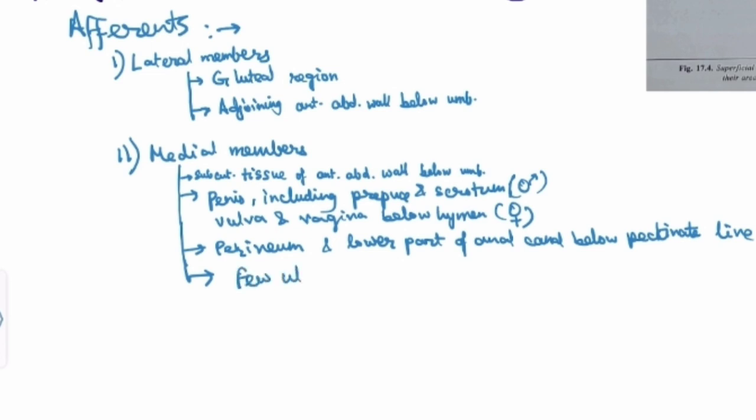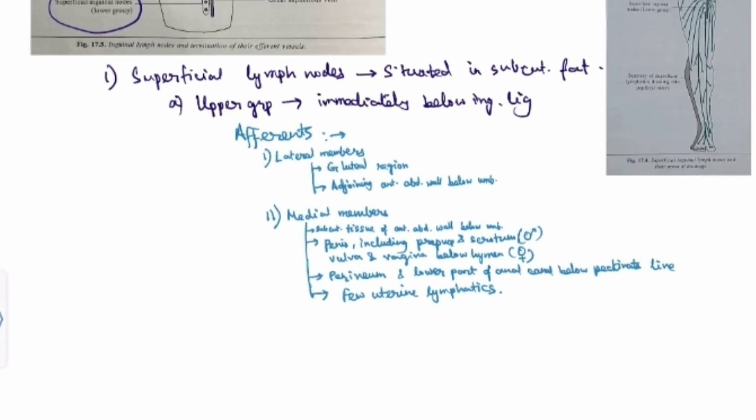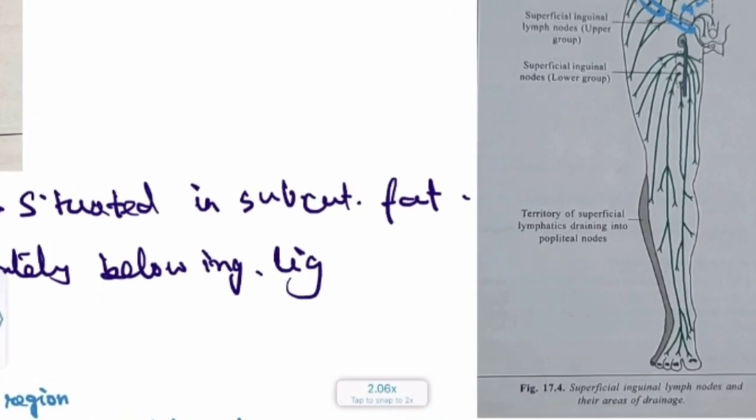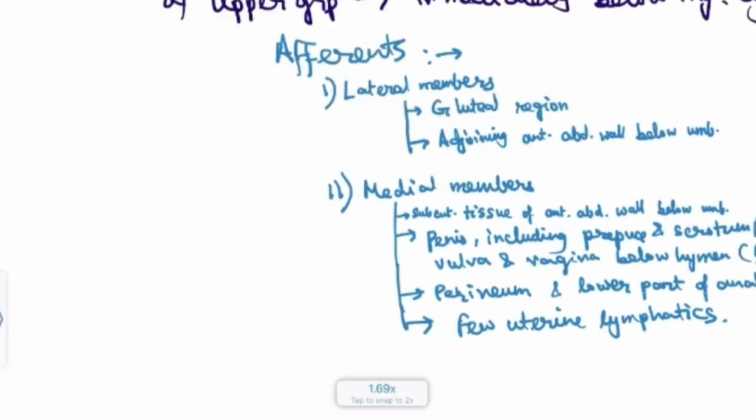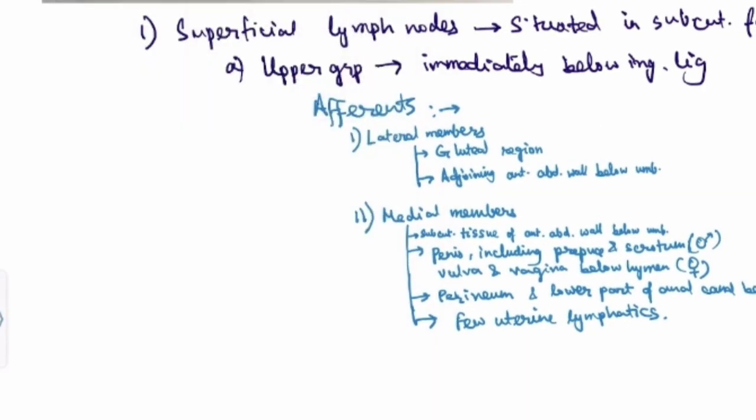Few uterine lymphatics. Mainly the lymphatics of the uterus drain into the abdominal lymph nodes, right? I hope you can see these clearly. Okay, now we are going on to the lower group. Where is the lower group located?